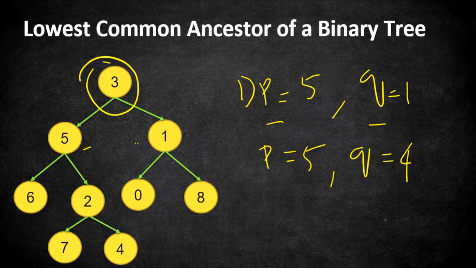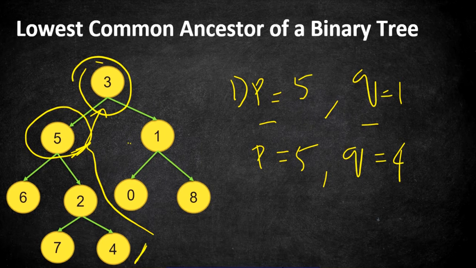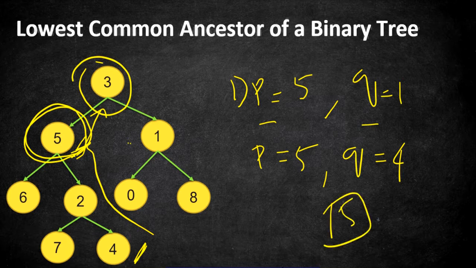Now consider P equal to 5 and Q equal to 4. 4 is one of the sub nodes under 5. If you go up from 5, they both have the common parent 3, but as per the definition of LCA, a node can be its own descendant. So 5 can be its own descendant, and 4 also comes under 5. Both of them are descendants of 5, so 5 is going to be the output here. If you consider the nodes 0 and 8, the lowest common ancestor of 0 and 8 is going to be 1.